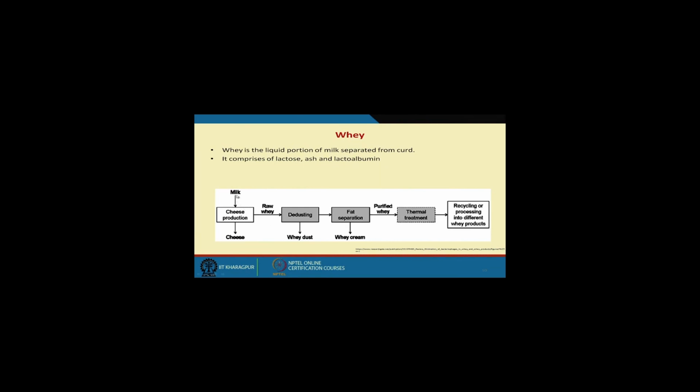So the milk passes through the cheese production, we get the cheese, then we have the raw whey. Then we pass it through defatting, where we can get the whey dust, and then in fat separation we get the whey cream. Then we purify this whey through thermal treatment to recycle or process into different whey products, because this is a very good raw material for lactic acid production. When I discussed the lactic acid fermentation process, I already told you that whey is a very good raw material for the production of lactic acid.